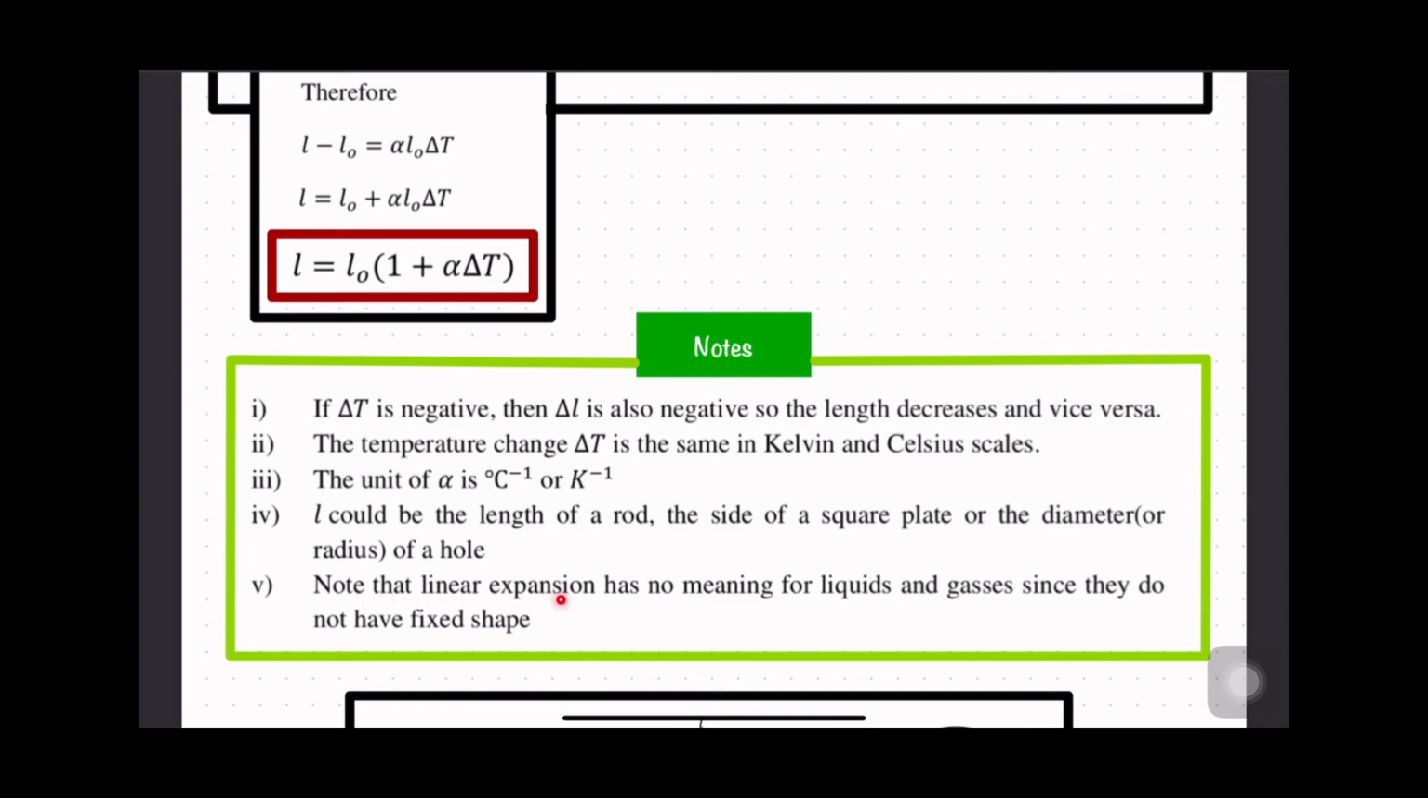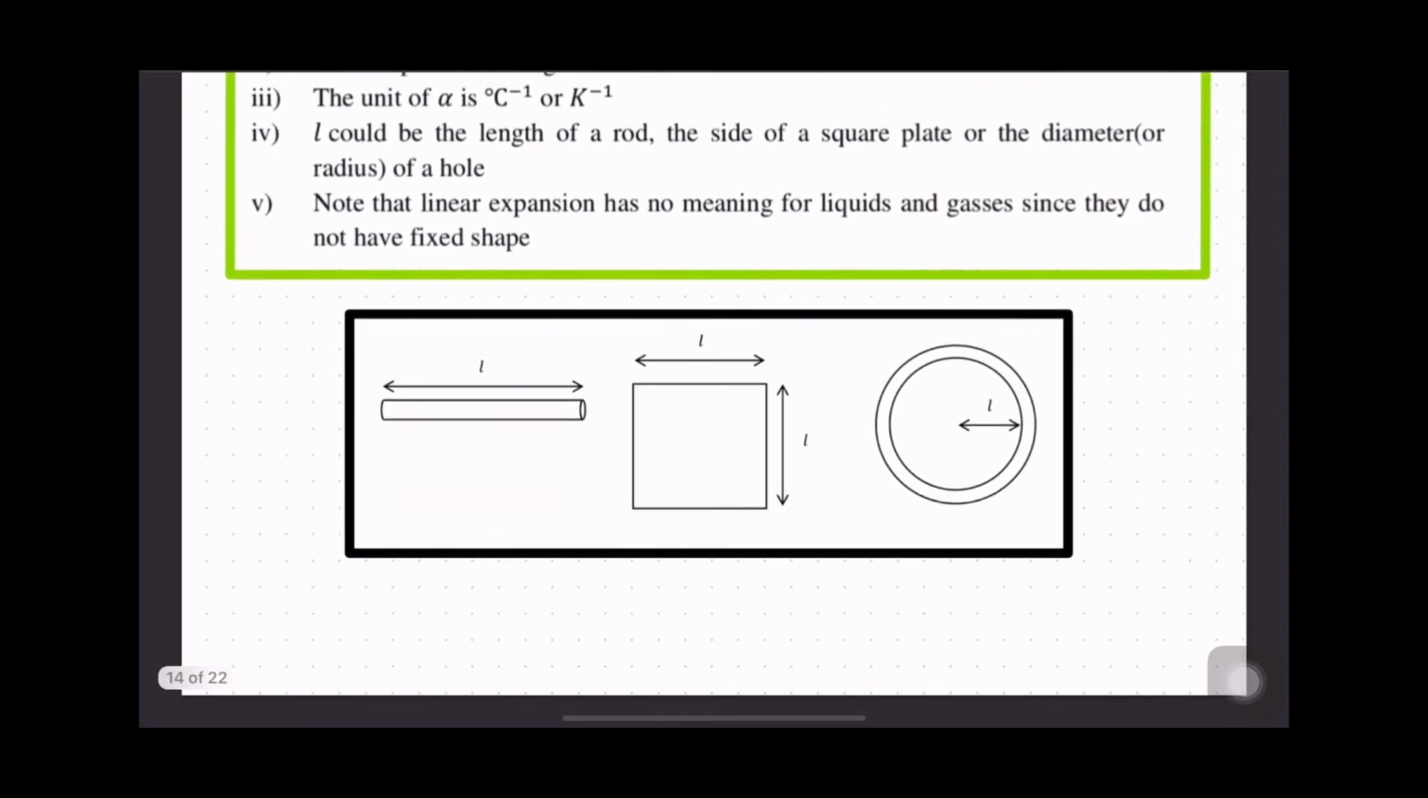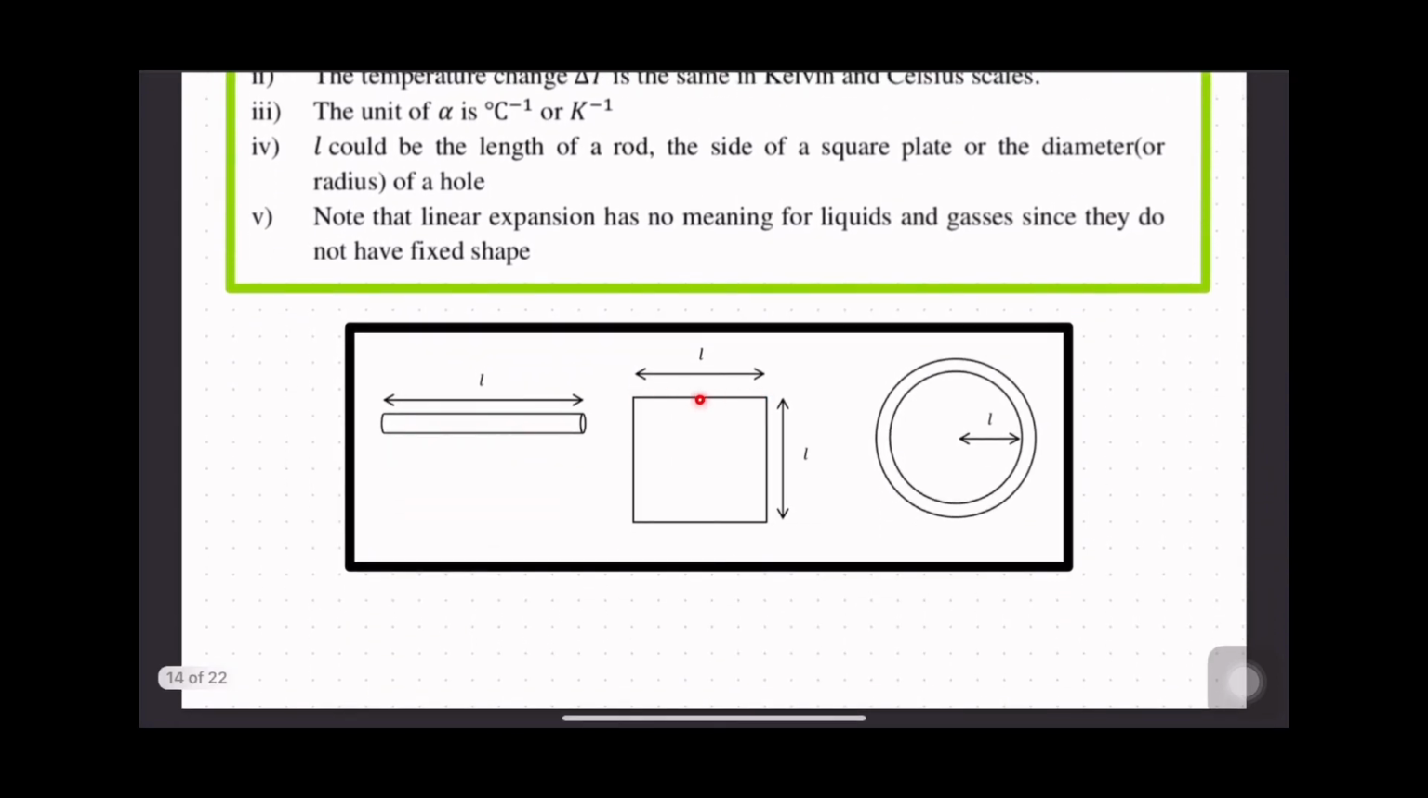Okay, note that the linear expansion has no meaning for liquids and gases since they do not have fixed shape. So maksudnya kita tak boleh nak consider lah liquid dengan gases ni dalam linear expansion sebab bentuk ni tidak tetap. Okay, so ini adalah contoh-contoh lah, length ataupun side of the square and then radius of the hole.